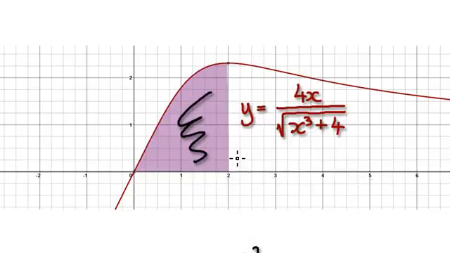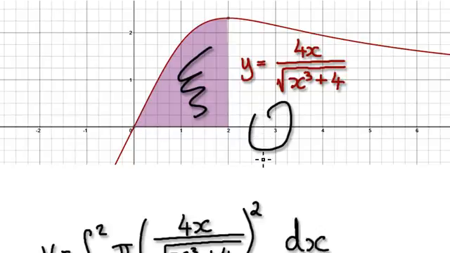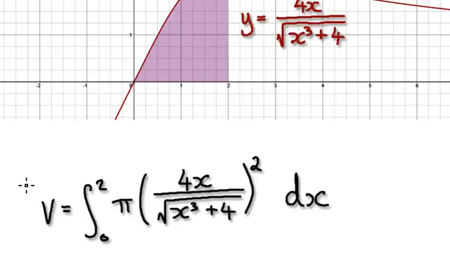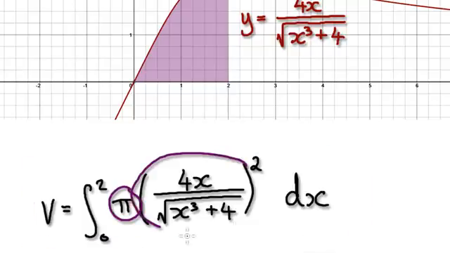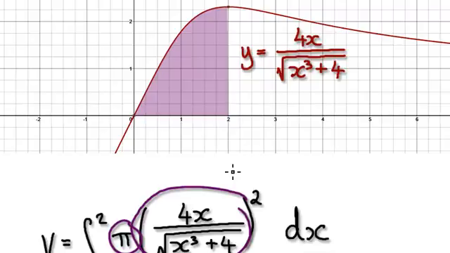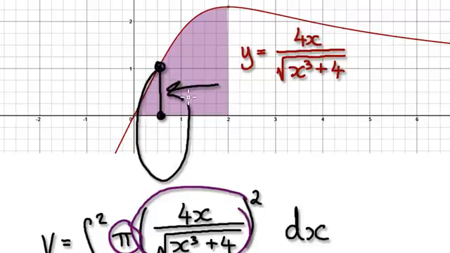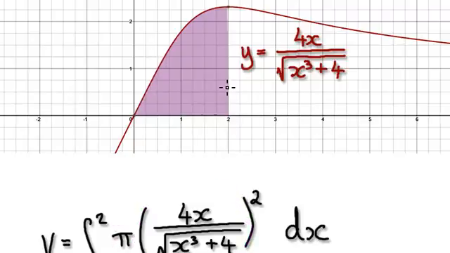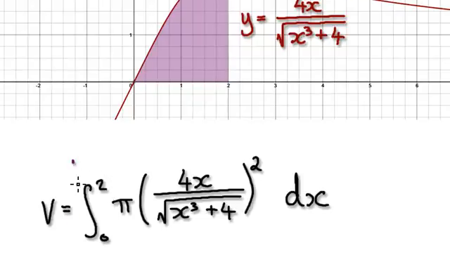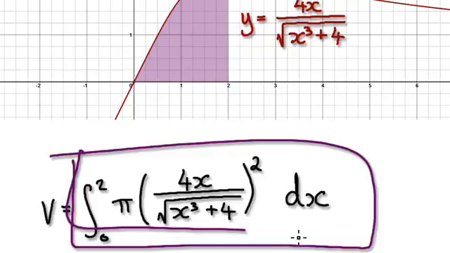So the volume of that solid will be given by this. It's really us getting pi r squared, but r is the height. When you get pi the height squared, it will give you the area of the circle. If you revolve this around the x-axis, it will give you this volume here.